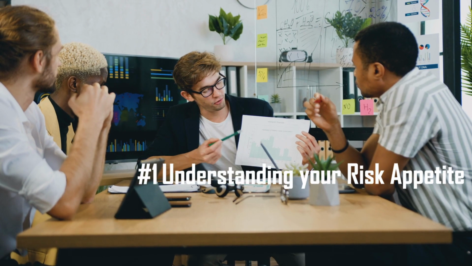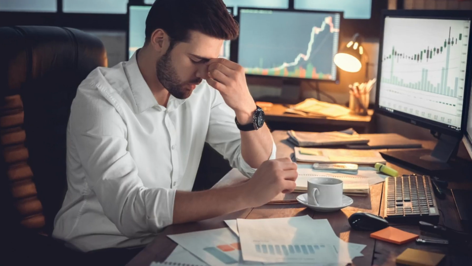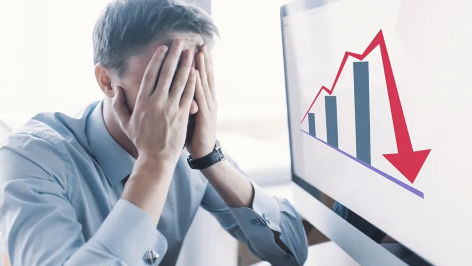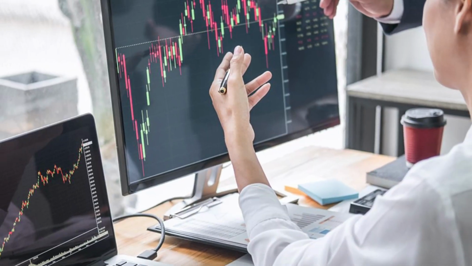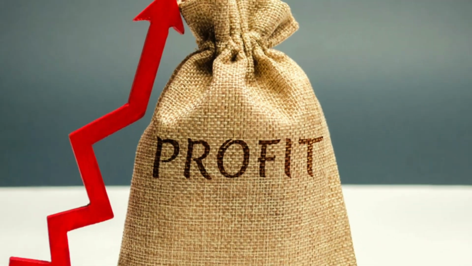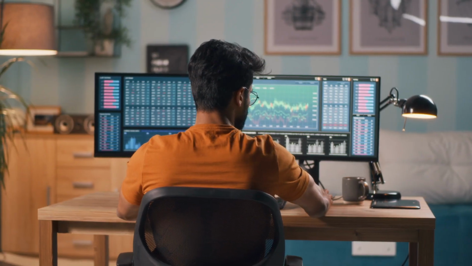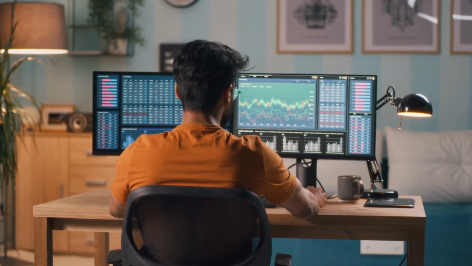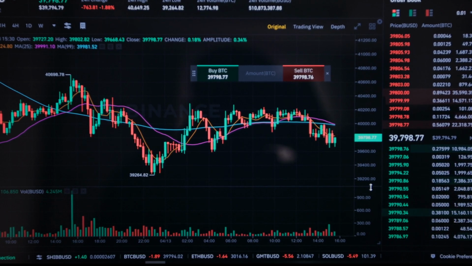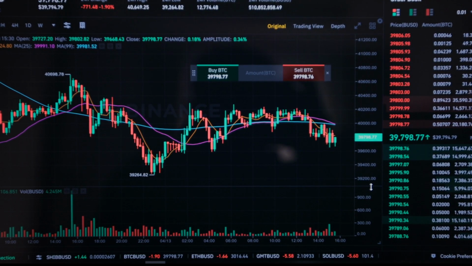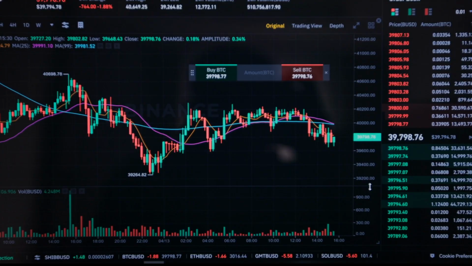Number 1. Understanding your risk appetite. Managing your exposure to potential losses is one of the most important things you can do as a trader if you want to turn a profit. It is the distinction that may be made between a novice trader and a seasoned one with the least amount of effort. It is imperative that you first determine if you are a high-risk, medium-risk, or low-risk trader before engaging in any kind of trade.